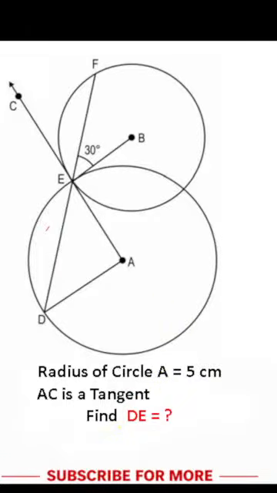We need to solve for the length of DE. The radius of the circle A is given as 5 centimeter. We need to solve for the length of DE. Another thing given is that AC is a tangent to the circle. I have already mentioned you need not give the answer, guys. Those who are aware of it need not give the answer because we have discussed this.